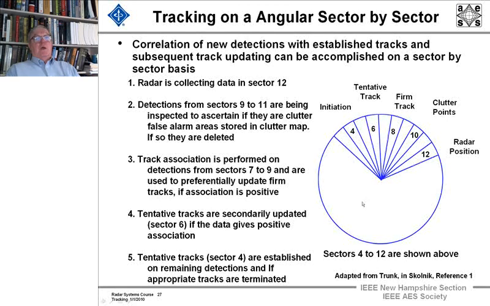So we see we just go round and round, keep doing that process serially. So you notice there's a delay between when the target is first detected and up to 45 degrees later, it will be declared a firm track. I'd say a firm track is new data added to an existing track, and then initiated as a new track even later.